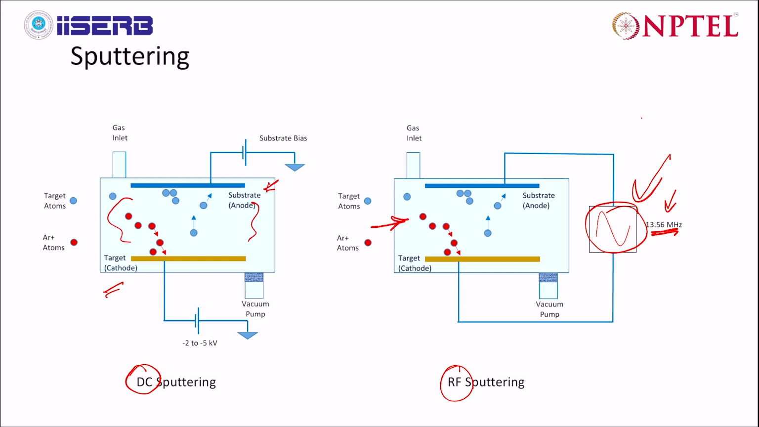So here the source that is responsible to create the plasma is RF. That's why it is called RF sputtering. So we have DC sputtering, we have RF sputtering. Now if the magnetron effect is there, then we can call it RF magnetron sputtering, DC magnetron sputtering. Okay, so that is how we can classify sputtering processes.